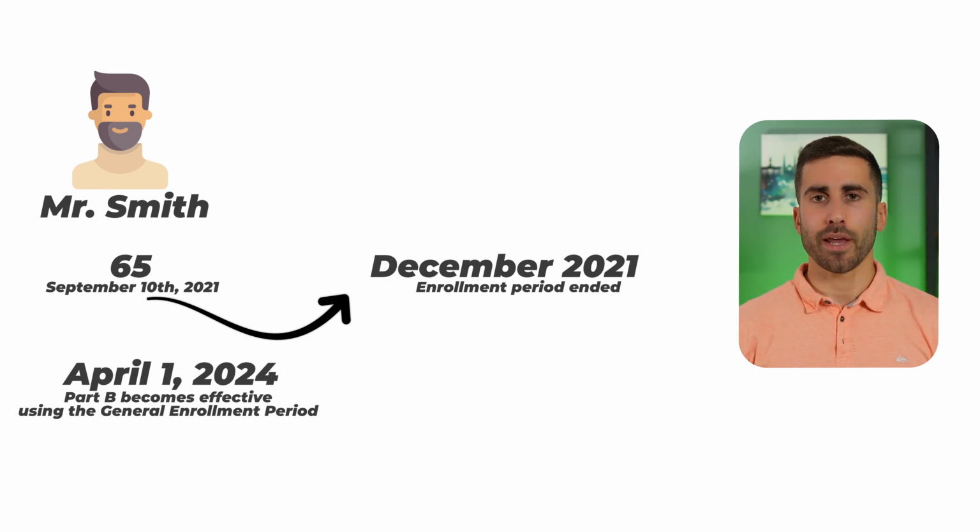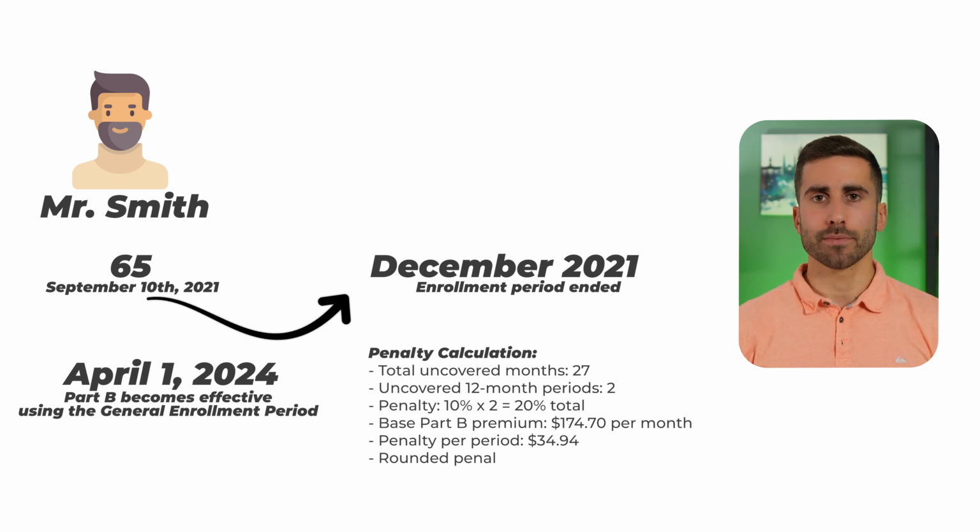So to calculate his penalty amount, we can first count how many months Mr. Smith did not have Part B while he should have after his initial enrollment period ended. This would consist of all of the months of 2022, all the months of 2023, and then 3 months of 2024 before his Part B became effective. This would be a total of 27 uncovered months. Now remember, the Part B penalty is not based on each uncovered month, but instead the number of 12-month periods he goes without proper Part B coverage. So although he was uncovered for 27 months, this is only 2 periods.